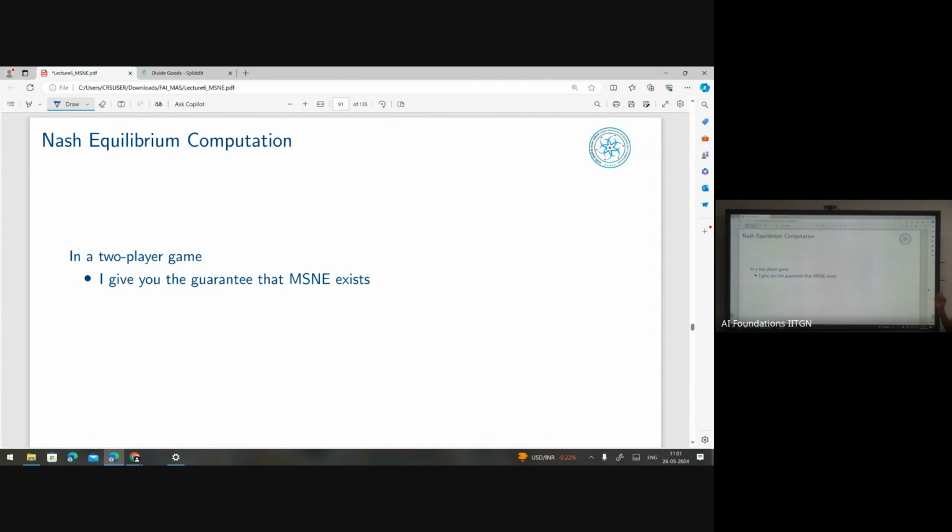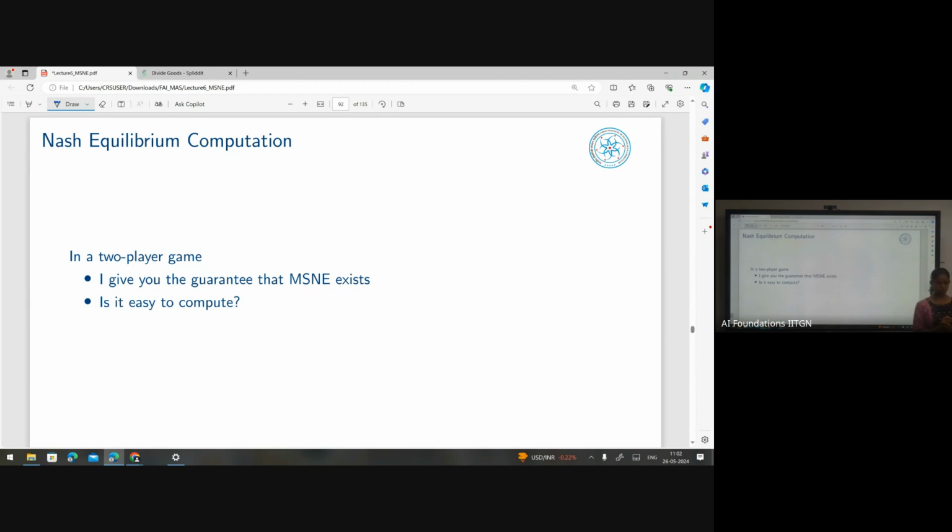Any more questions about the game? I'll take them later. So let's move ahead a bit. My question to you is, I give you a guarantee that the mixed strategy Nash equilibrium will always exist. I have a two-player game. Is it easy to compute the mixed strategy Nash equilibrium? Seems like it's easy, right? If it's not, why is it tough? Easy to compute, I mean, can it be done in polynomial time, or will it take exponential time to compute?